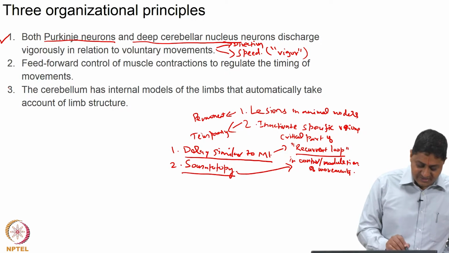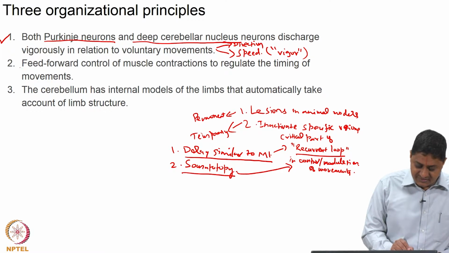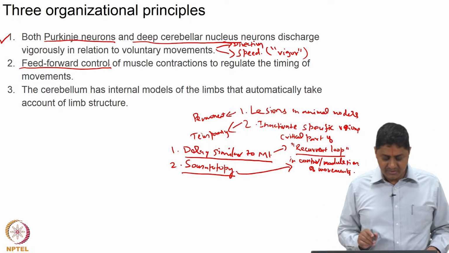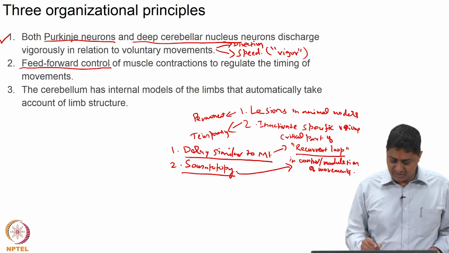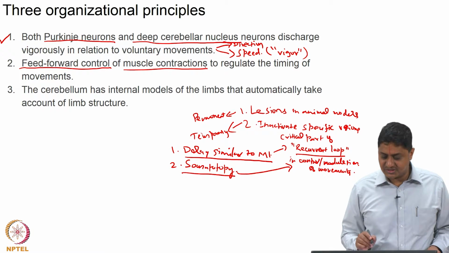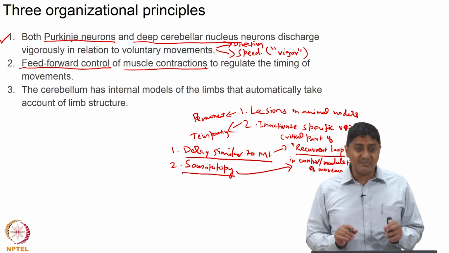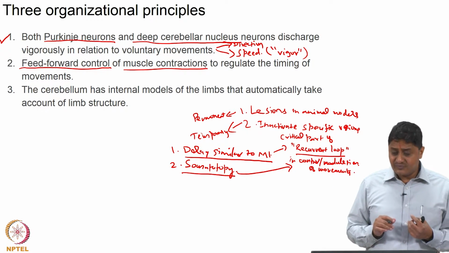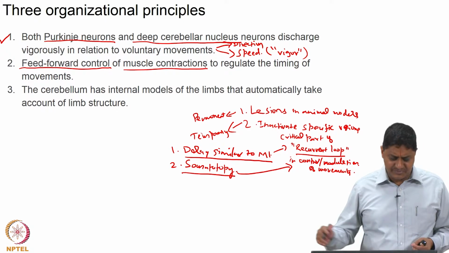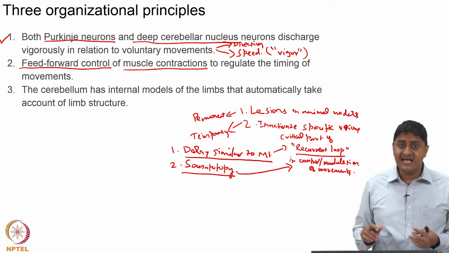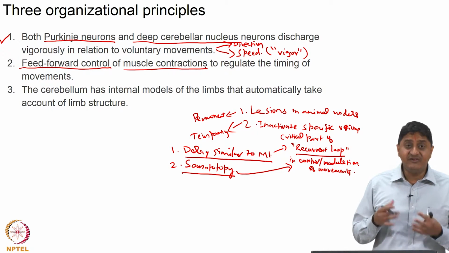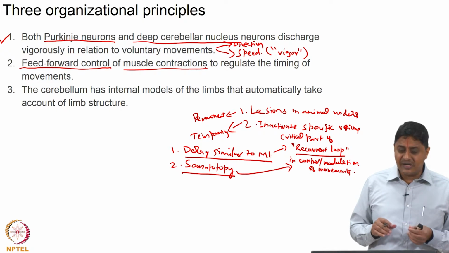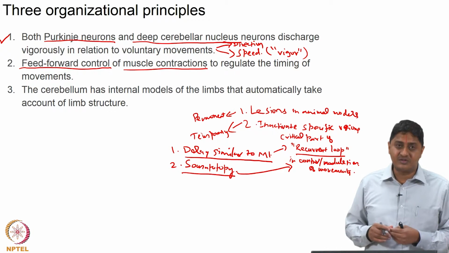Okay. But first this one. The cerebellum is believed to perform this function of anticipation by feed forward control of muscle contractions, thus regulating timing and sequencing of movements. Now, we will discuss some examples in the next few slides. So, there is anticipatory or feed forward control of muscle contractions, so that appropriately timed sequences of movements are produced.